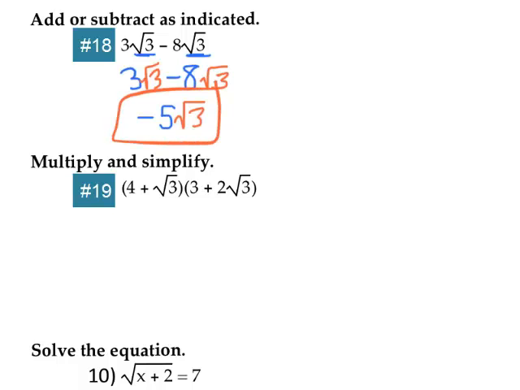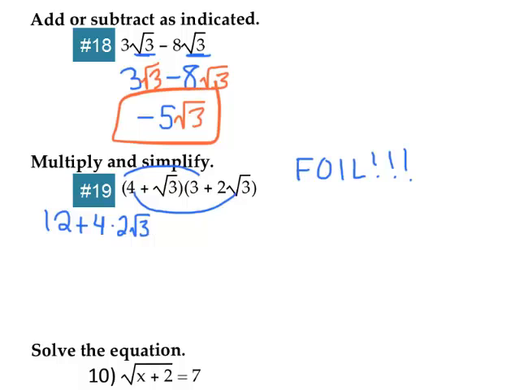Number 9, we need to multiply and simplify. So we're going to use that magical, so useful thing called foiling. So FOIL means to do first. 4 times 3 is 12. Outer, 4 times 2 square roots of 3. I'm going to go ahead and write that out, so that if you look back at it and you're like, what did we do? We did 4 times 3. Okay. Inner is square root of 3 times 3.